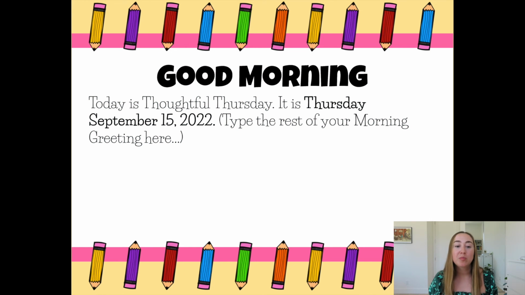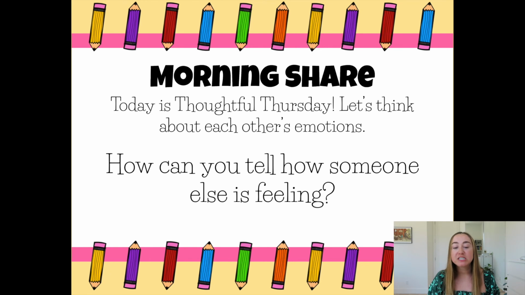And then one more example here, just quickly, we have Thursday. I also like to incorporate Thoughtful Thursday onto Thursdays. So this one says, good morning, today is Thoughtful Thursday. It is Thursday, September 15th, 2022. For Thoughtful Thursday, you could share a quote with students and ask them what they think it means. You could have them respond to a question like this one that's a little bit more open-ended, thinking about each other's emotions. How can you tell how someone else is feeling?